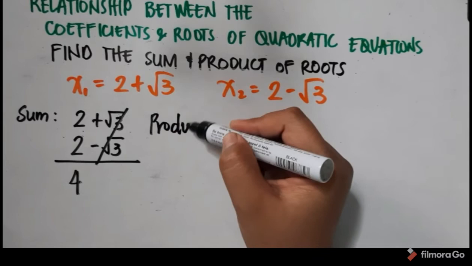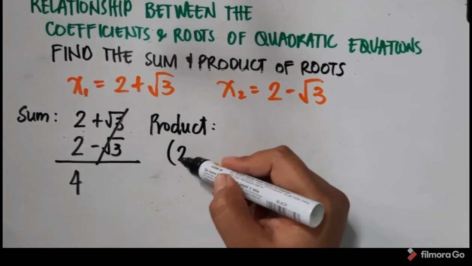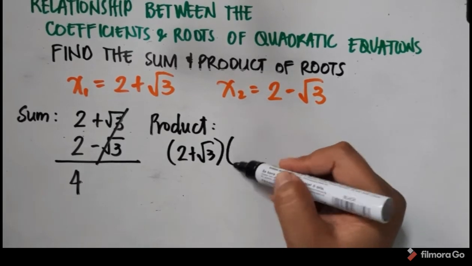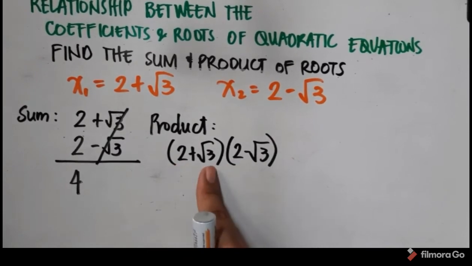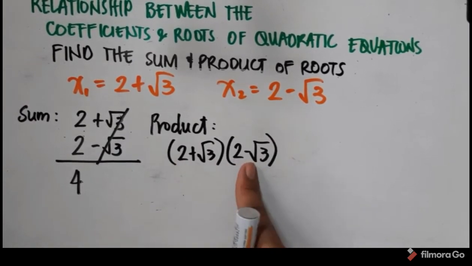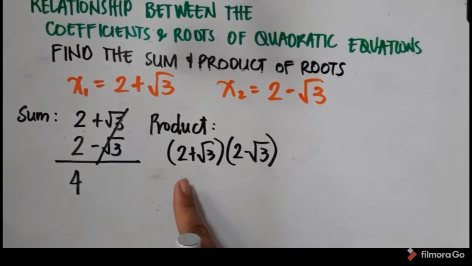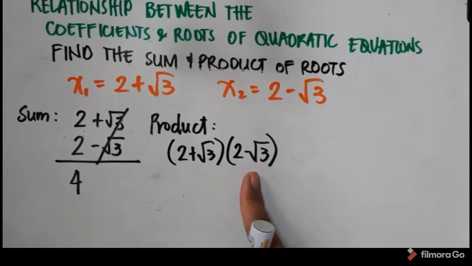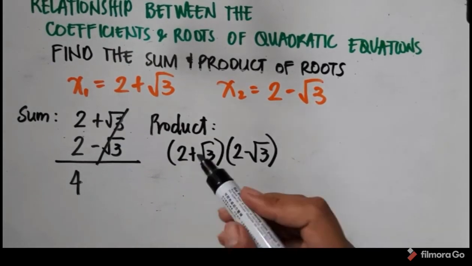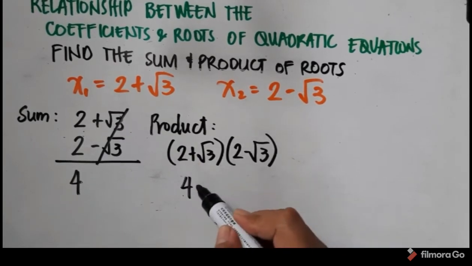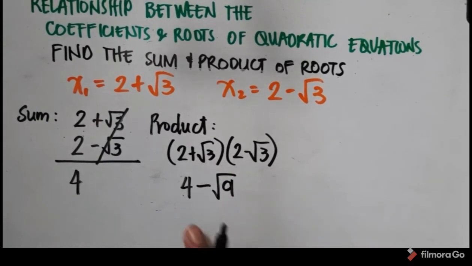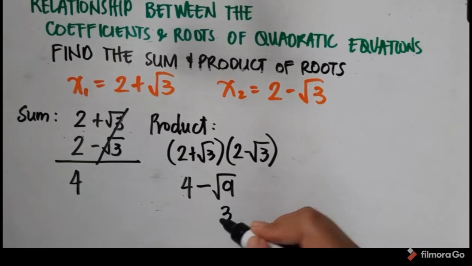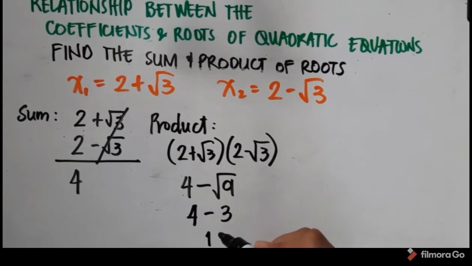For our product of the roots, we have 2 plus square root of 3 and 2 minus the square root of 3. As you see, they are exactly the same first term and same second term, but they have different signs. It means this is a sum and difference of binomials. So we just apply the special product. 2 times 2 is 4 minus square root of 3 times square root of 3 is the square root of 9. So we continue. What's the square root of 9? That would be 3. 4 minus 3 is equal to 1. So our product is 1 and the sum is 4.